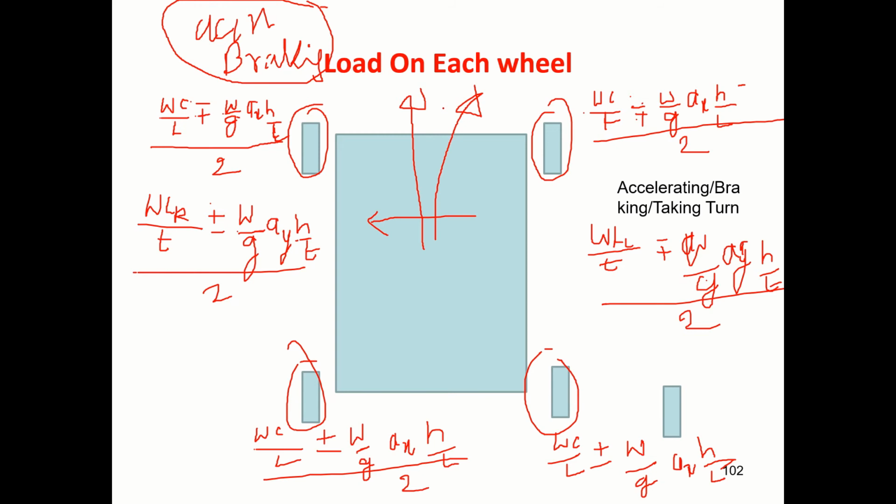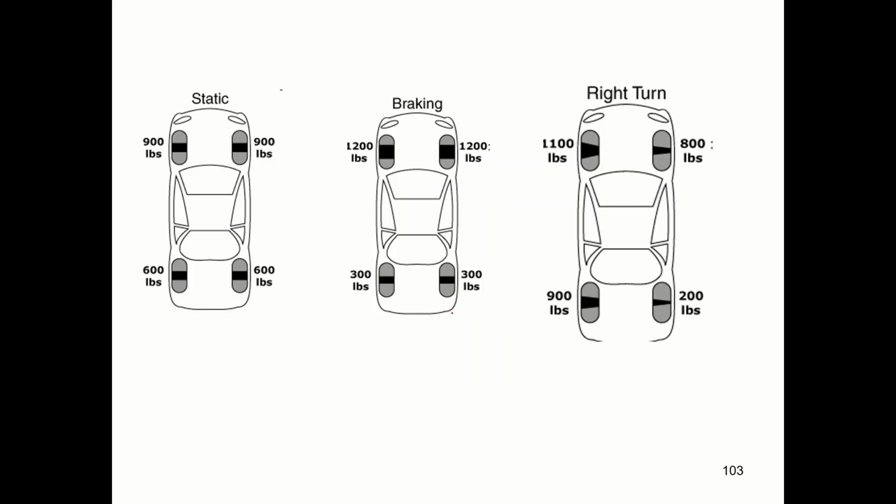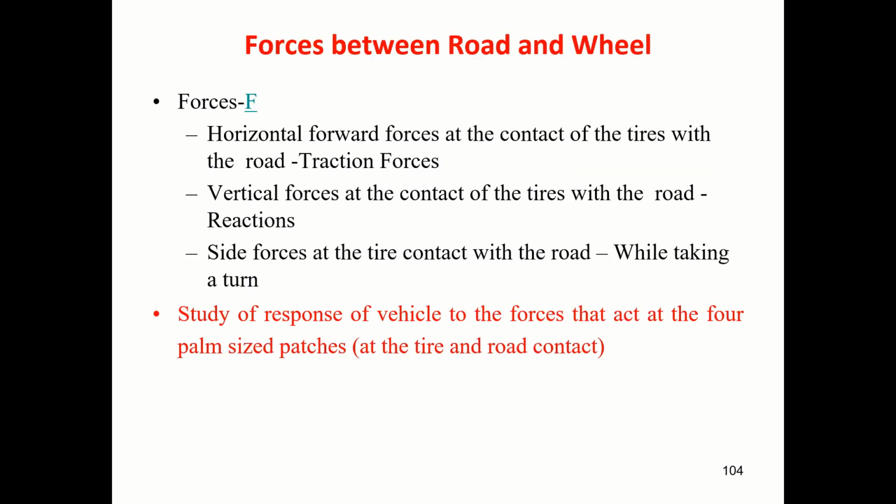This is the discussion so far, how to find the load on each axle. Finally, what is the load acting on each one of the wheels at a given instant. You can see here some examples. Static condition is this load distribution. Braking condition, this is the load distribution. Taking a right turn, then what is the load distribution? From this example you can understand the variation. From those equations, we can calculate these loads.